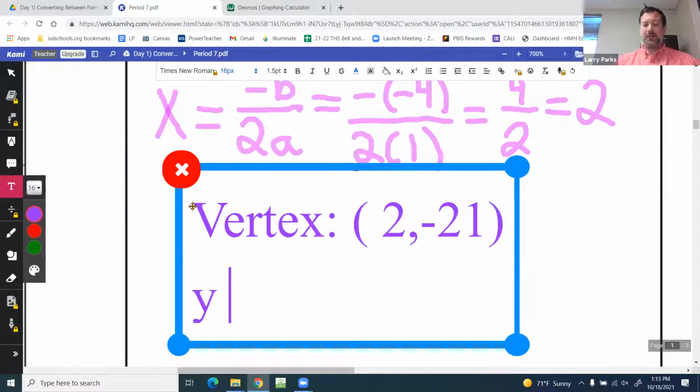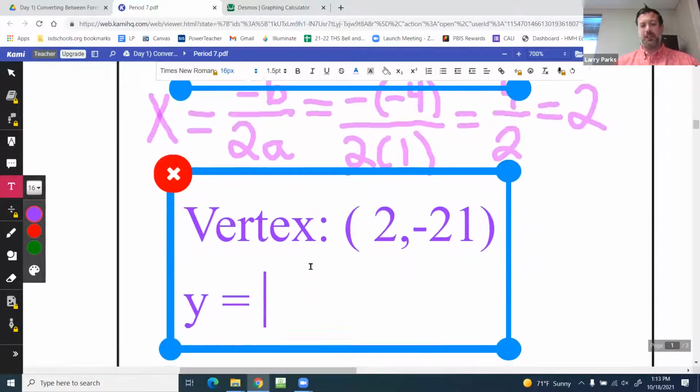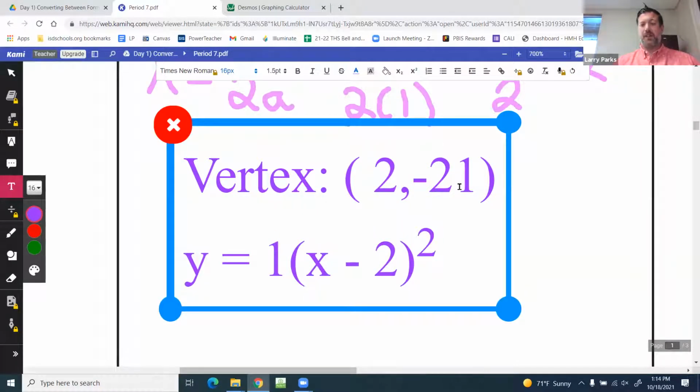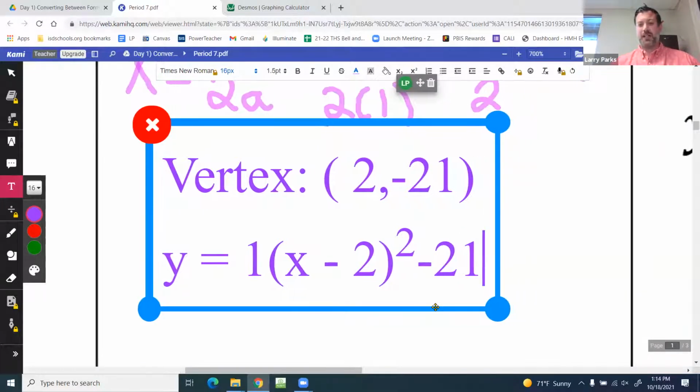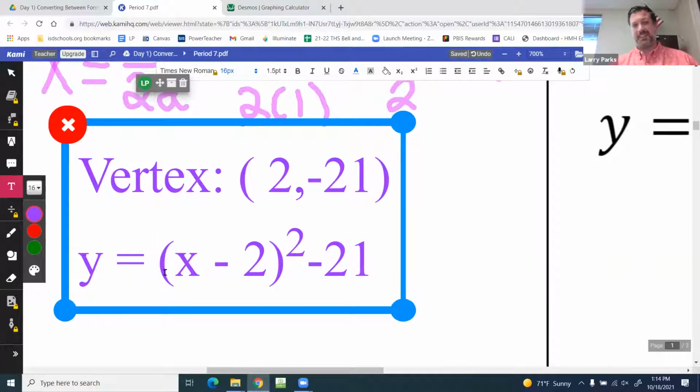Now when I write this as an equation, I go y equals, I capture the a value. My a value is 1. So I can put a 1 if I want. And then it's x. And then you copy down your h value. If this is a 2, this becomes a negative 2. And then you put the negative 25 on the outside. So I'm just going to double check. You don't need to put a 1 there if you don't want to. You can if you want, but I technically don't need it.